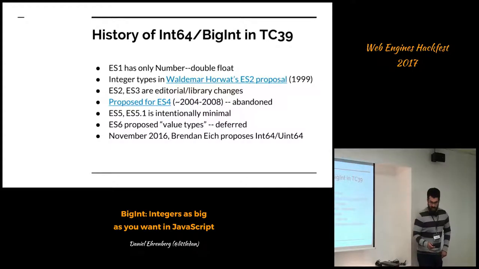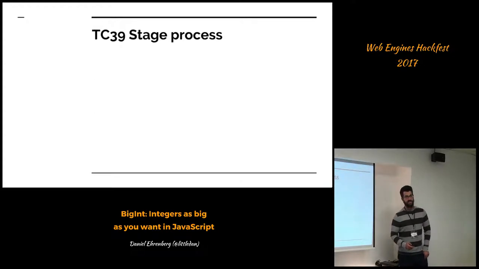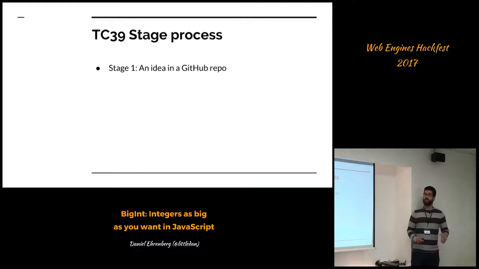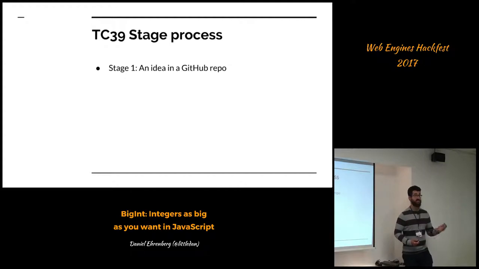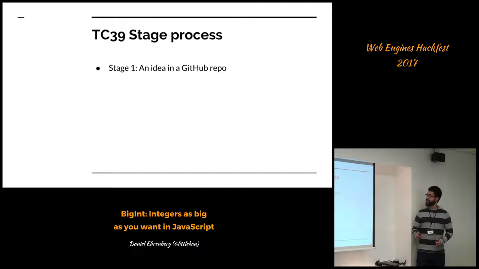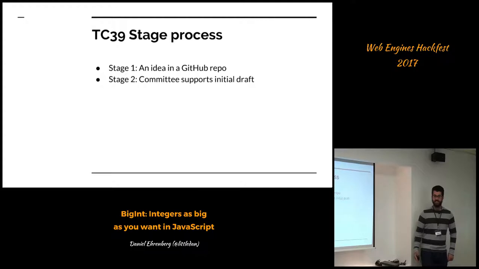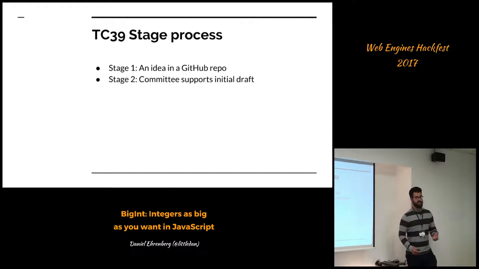So, a bit about how the Standards Committee works. There's a stage process involving four stages that each proposal goes through. In stage one, an idea is proposed, and the way that you propose an idea is you make a repository on GitHub, which describes the motivation for the feature and the general idea, but it really expresses the idea to get community feedback and interest. Stage one also means that you've presented it to the committee. In stage two, you've presented it to the committee, the committee really strongly supports going in this direction, and you have an initial draft of what the specification would be.